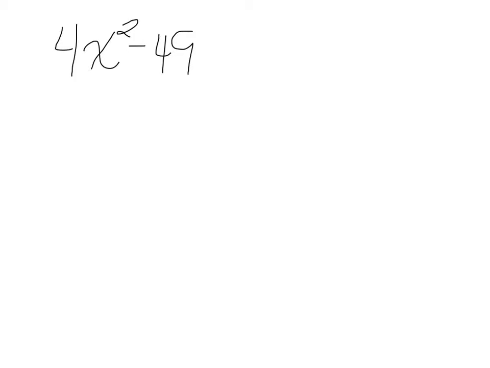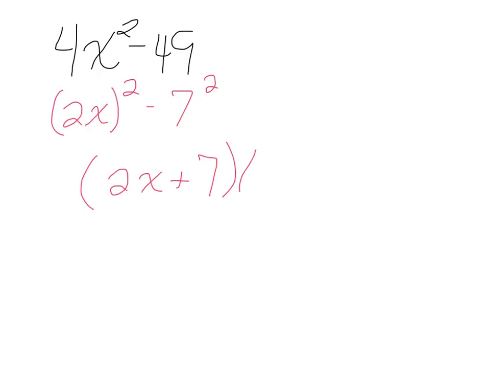4x squared minus 49. 4x squared would be 2x squared, minus 49 would be 7 squared. So this is going to be a plus b times a minus b.